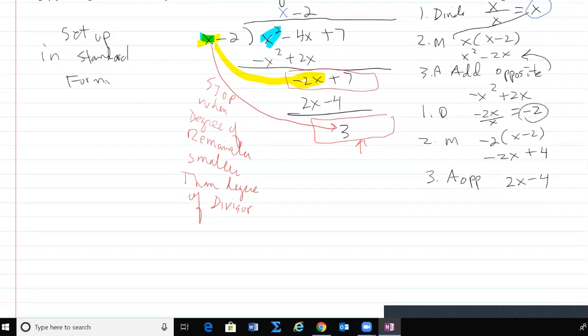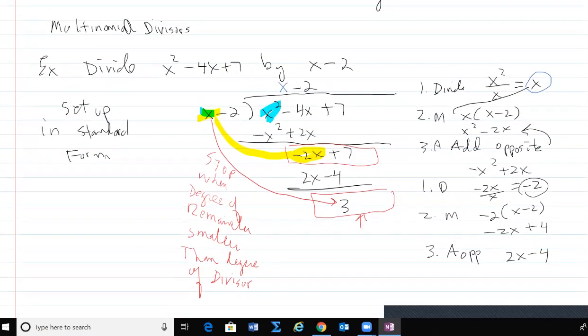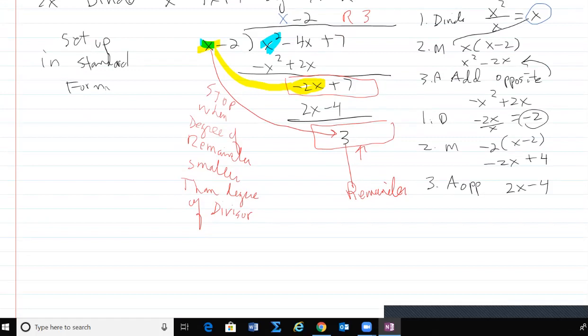So now we have stopped there. We do have a remainder. There's our full remainder for the problem. We will write it. You can put it up here, R3, but more than likely, they will expect you to write your answer like this: x minus 2 plus 3 over x minus 2.